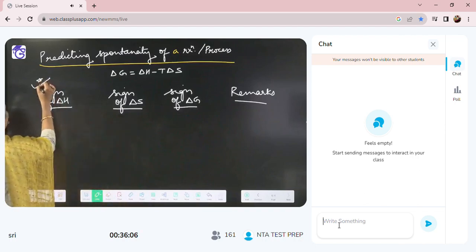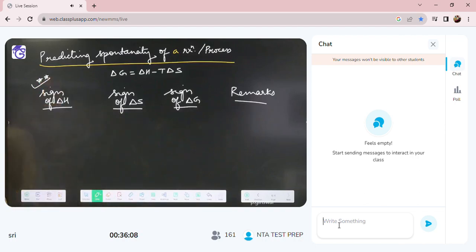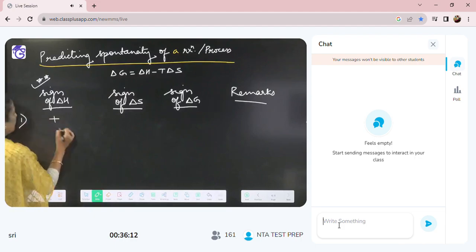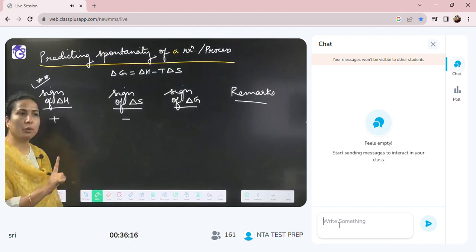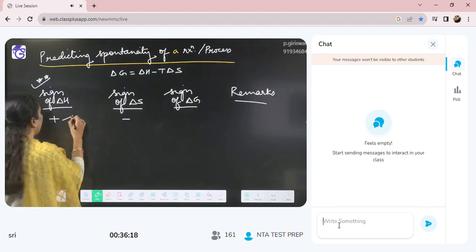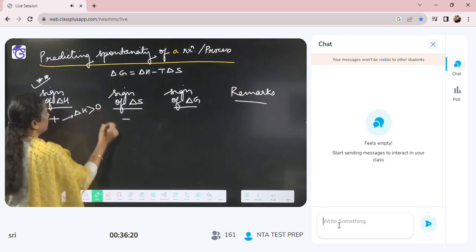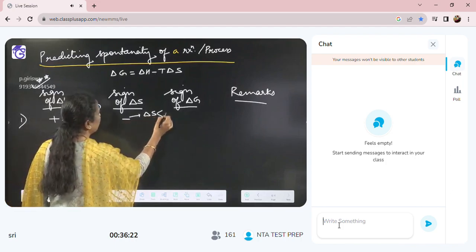This table is important because a direct question could be asked somewhere. One case we are going to see: suppose I have taken this as positive, this as negative. The examiner may not mention positive or negative. You must understand positive means delta H is greater than 0, negative means delta S is less than 0.